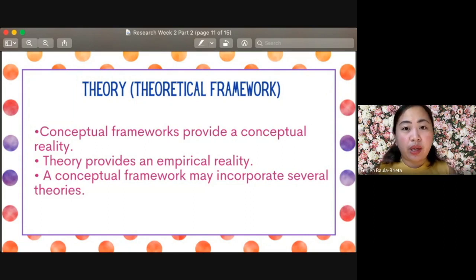Conceptual framework provides us the conceptual reality, but it will give us more of a tangible understanding about our research, while theory or theoretical framework is more about what is the empirical world, or the more imaginative one. So a conceptual framework may be incorporated with several theories. That's why you really have to put your theoretical framework in your paper.